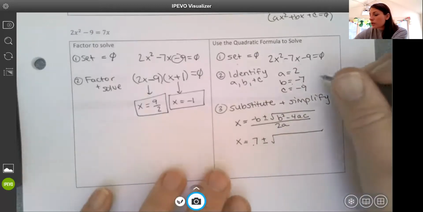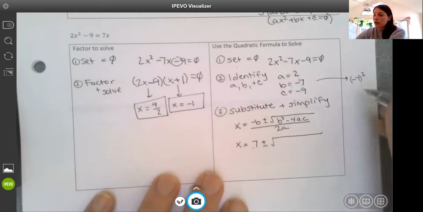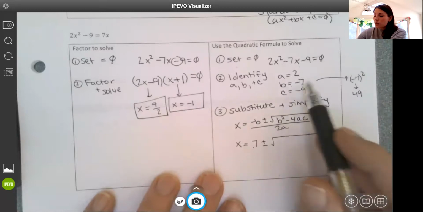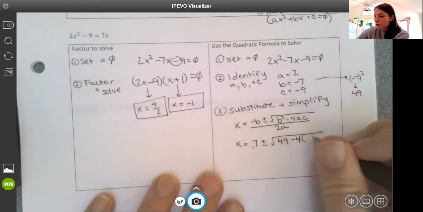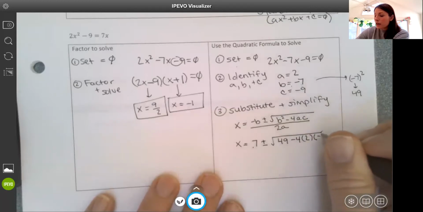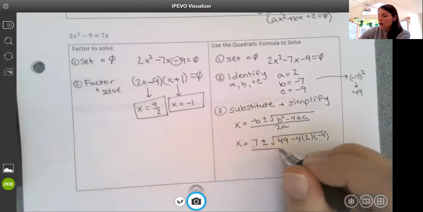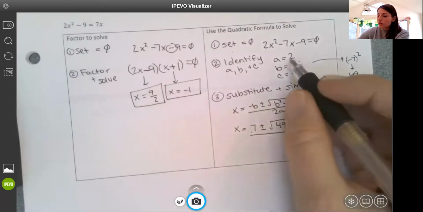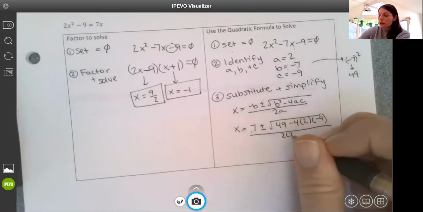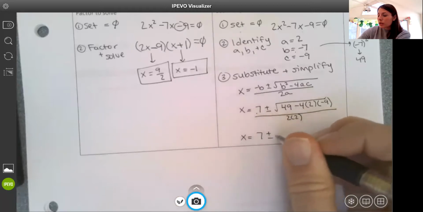So let me just write over to the side, negative 7 squared, okay, is going to give me positive 49. So b squared is going to be positive 49 minus 4ac. And we'll talk about being really careful about our signs there. All over 2a. 2 times 2, 2a. I'll write it out right now. Now I'm just going to clean up. I'm going to keep going.